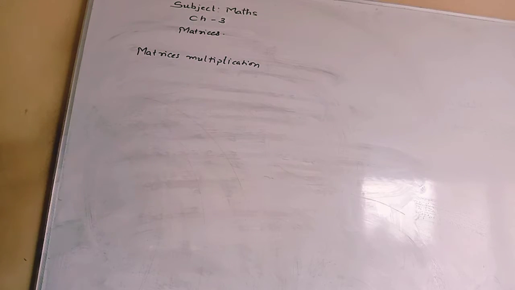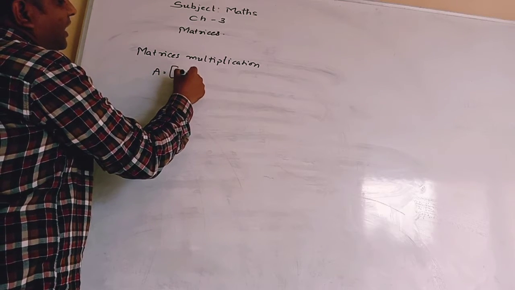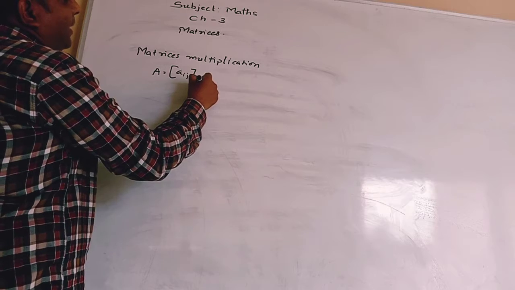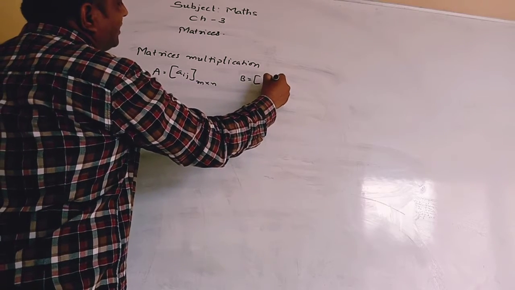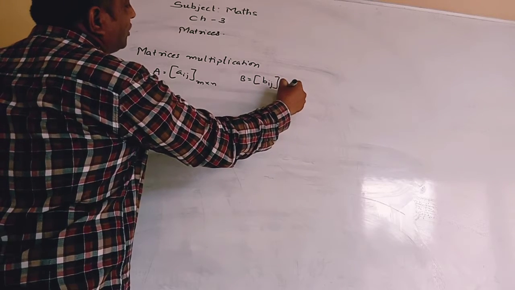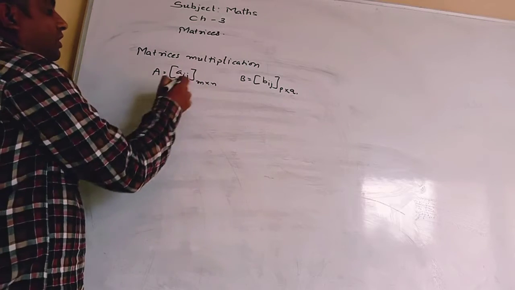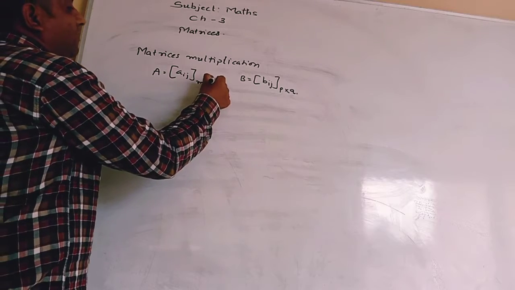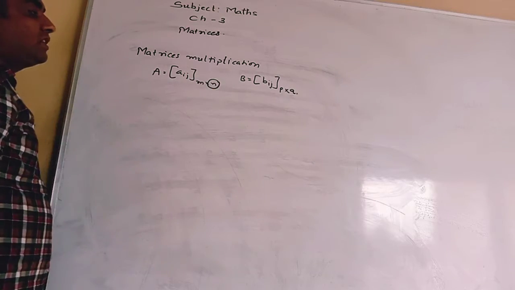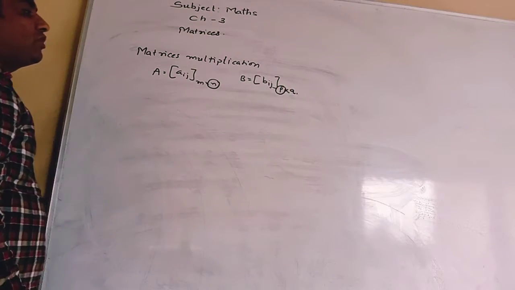Matrix multiplication. Suppose A = [aij] of order m cross n and B = [bij] of order p cross q are two matrices of any order. Then when is matrix multiplication possible? The product of two matrices is possible only when the number of columns of the first matrix equals the number of rows of the second matrix.